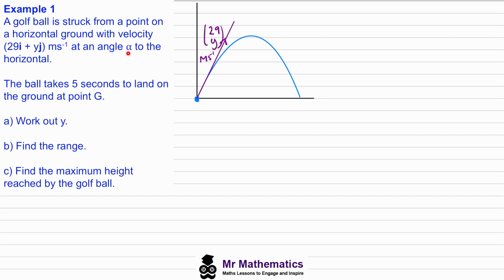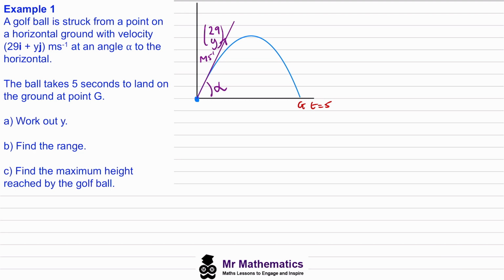We're told that the angle between the velocity and the horizontal is alpha, so I'll show this here. And we're also told that the ball takes 5 seconds to land at point G, so we'll label this point G, and we'll say that t equals 5.